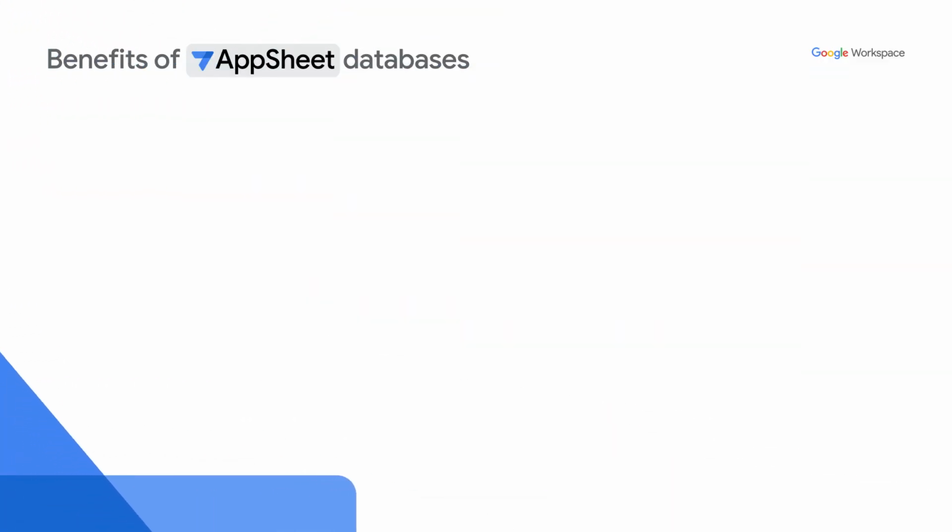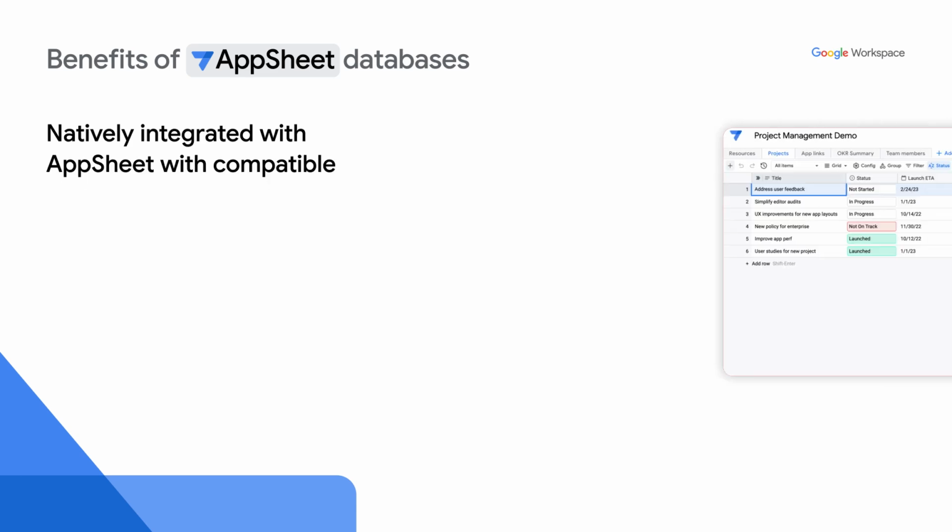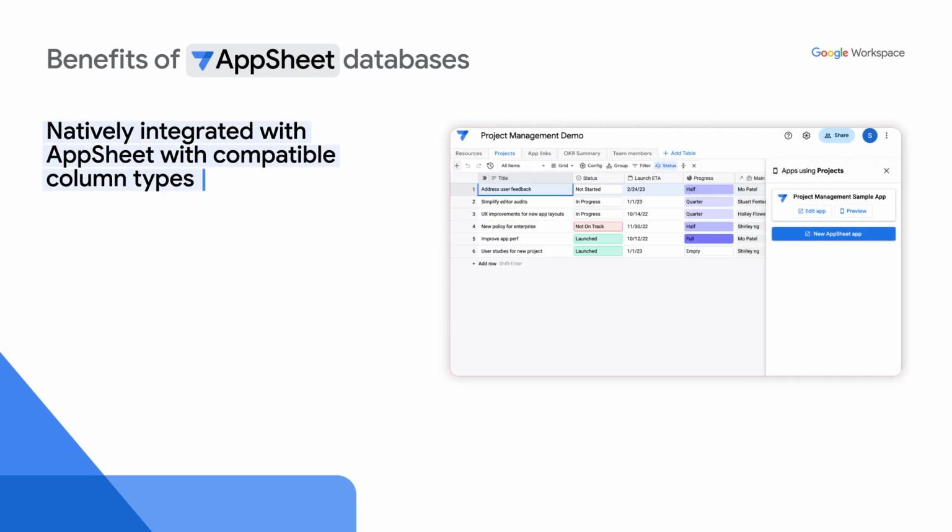Now, we know that many users may already be using Google Sheets as their data source. Here are some reasons why you might want to pick an AppSheet database instead. The first benefit is that it is deeply integrated with AppSheet. For instance, it supports all the same column types as you see in apps, and within the database, you can see all the apps that a table is connected to, and when you change the structure of that table, we'll remind you to refresh it inside your app to bring in those changes.